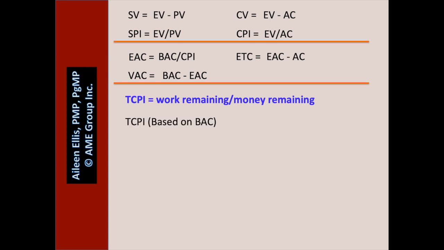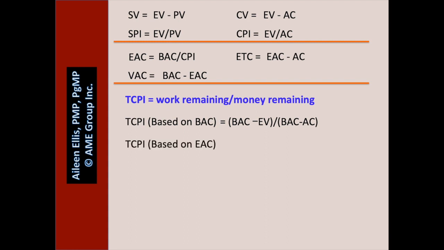They could ask for the TCPI based on the BAC, meaning the question says, what is the TCPI assuming no additional funds are being added, or assuming you need to finish on budget? The equation is BAC minus EV, which is work remaining, divided by BAC minus AC, which is money remaining.